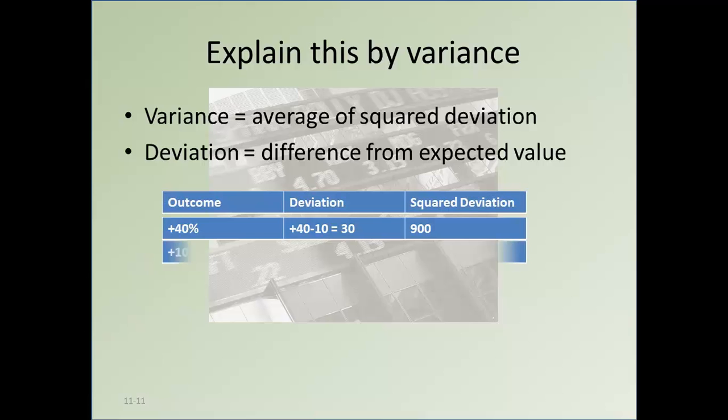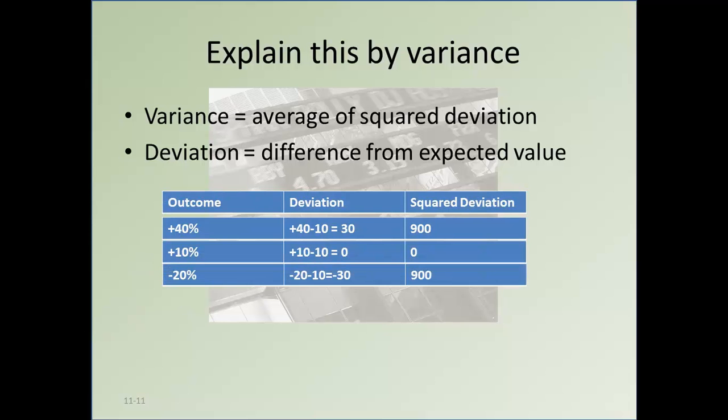The next outcome was 10%. Its deviation from itself is 0, and the square of 0 is 0. The third outcome is minus 20%. Its deviation from 10 is minus 30. Minus 20 minus 10 is minus 30. And the square of the deviation is 900.